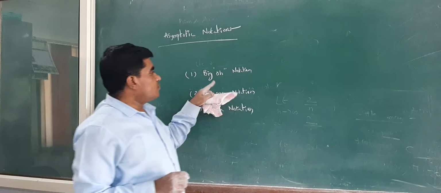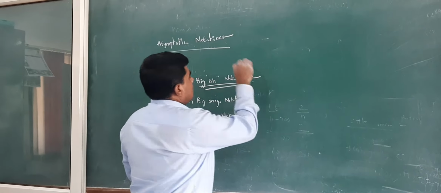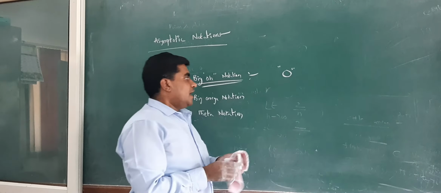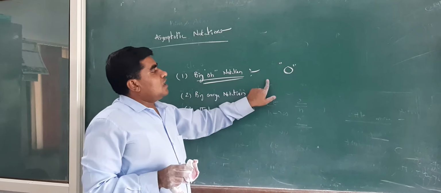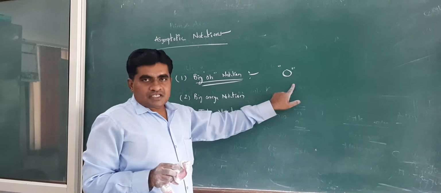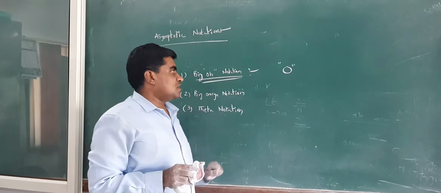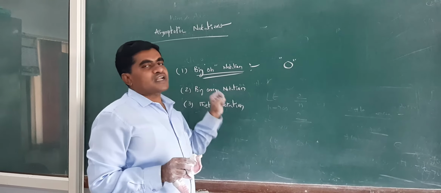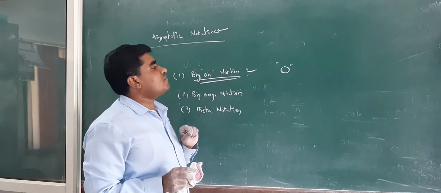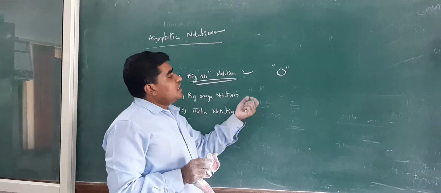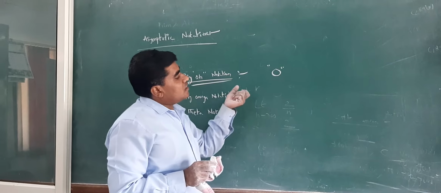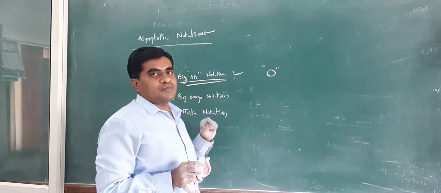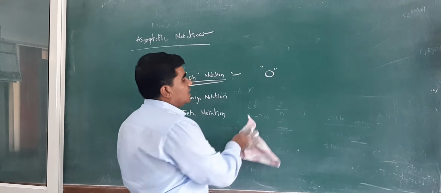First we will discuss big O notation. Big O notation is denoted by the big O symbol. It is used to represent the worst case time complexity. It means it represents the upper bound of the algorithm's running behavior. That means it represents the maximum amount of time required to complete the task.